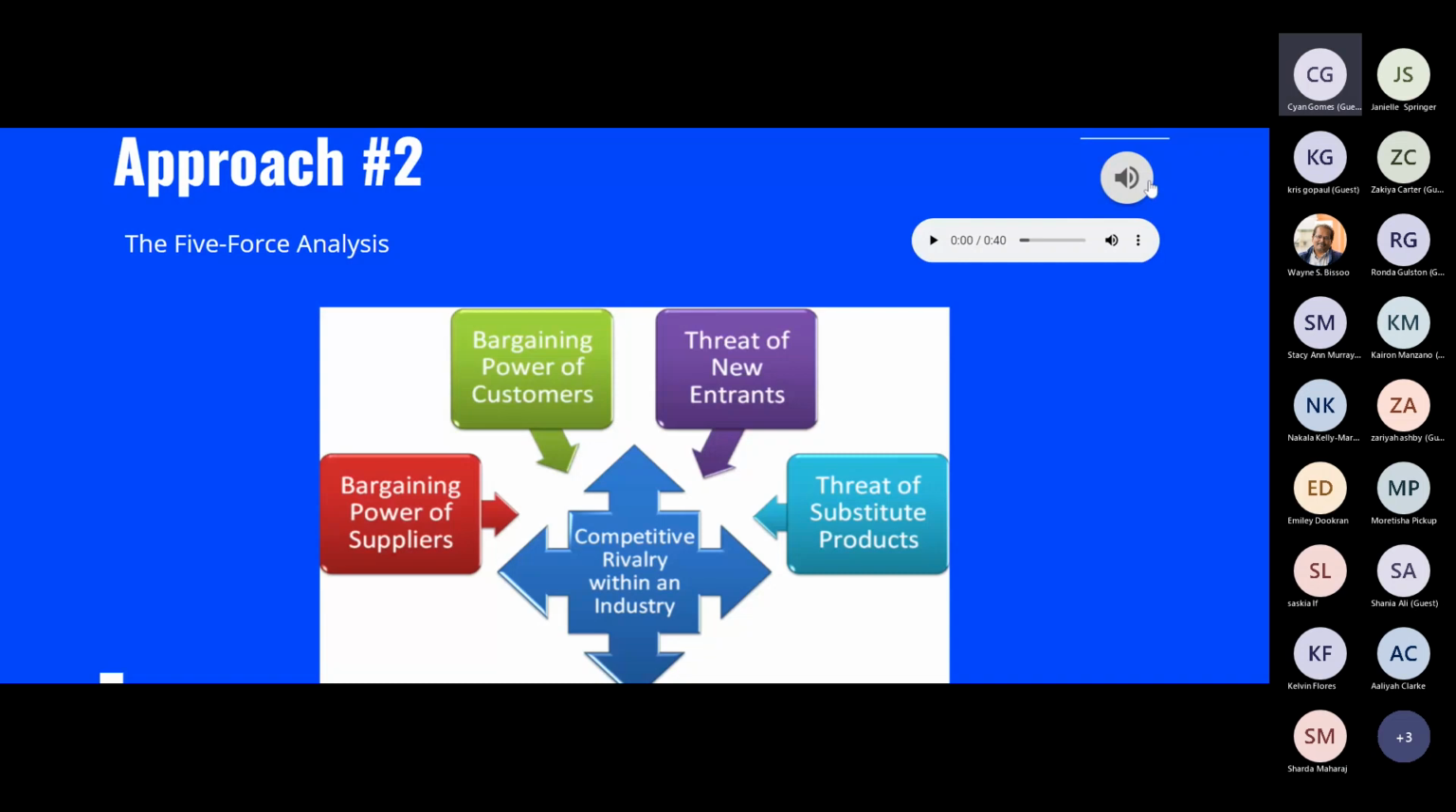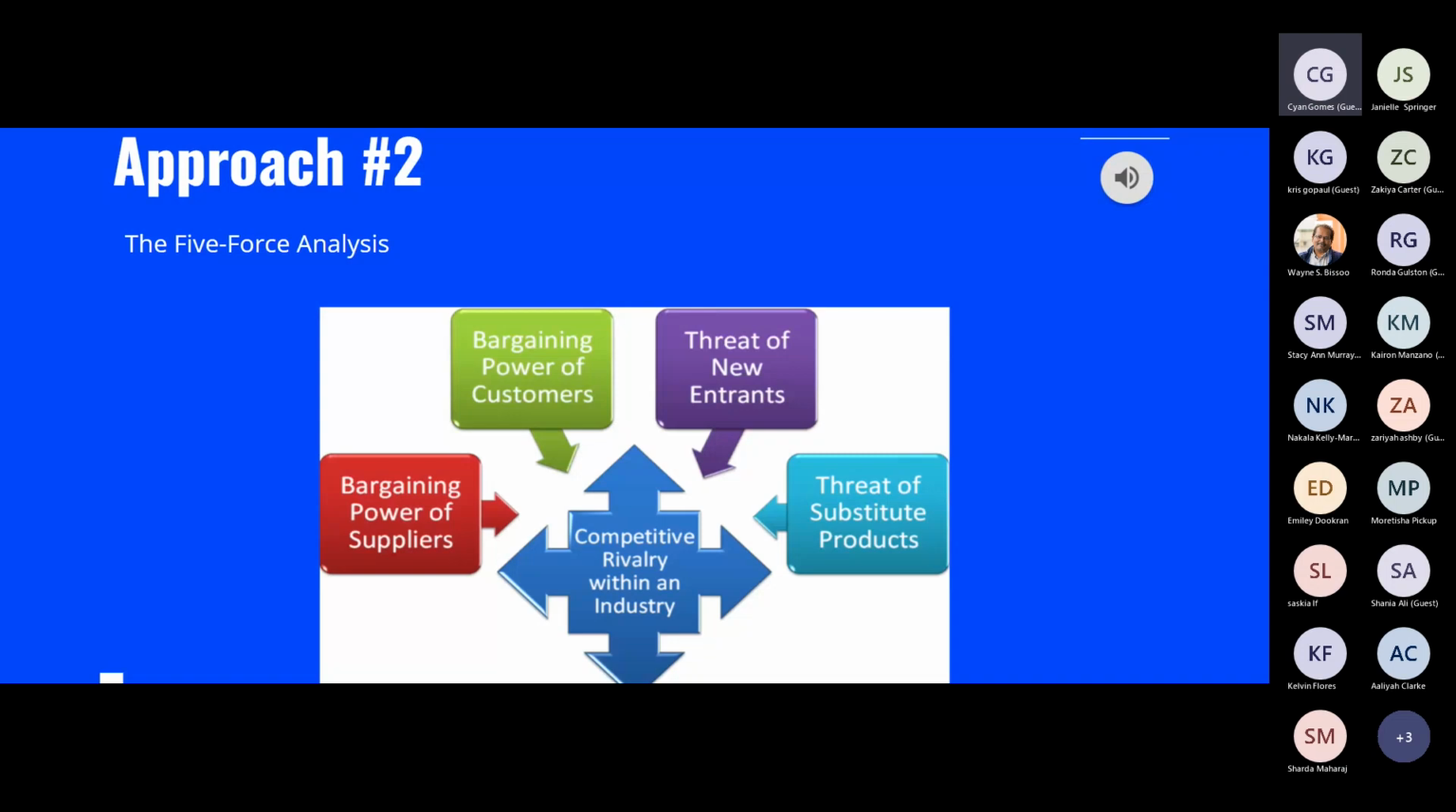Approach number 2, the 5-force analysis. Now that we've heard about SWOT and how it can aid the decision-making process, let's have a look at approach number 2. The second formula that is used by leaders is the 5-force analysis developed by Michael Porter. He proposes that strategy is often the result of 5 competitive forces.